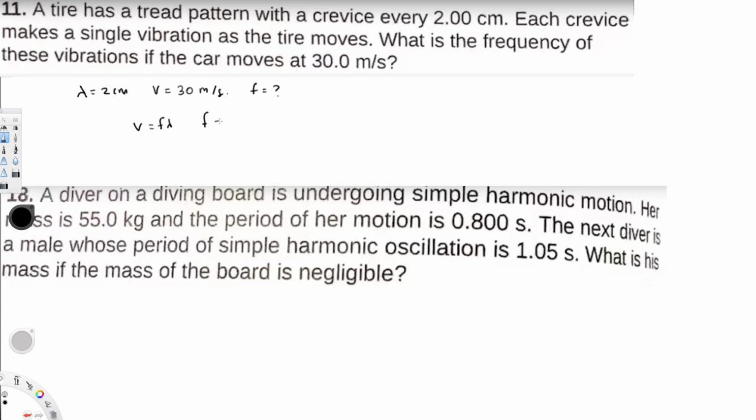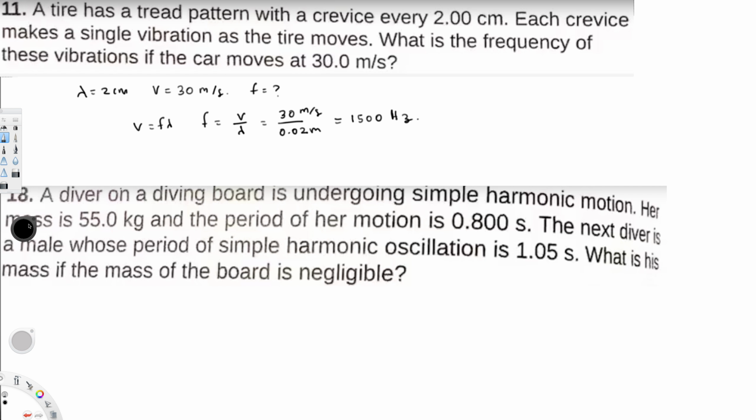So f is going to be equal to v over lambda, and all we have to do is simply divide these two. So this is going to be 30 over, this is 2 centimeter. I have to convert it to meters. That's going to be 0.02 meter. So 30 meter per second divided by 0.02 meter, that gives us 1500 hertz, and this is the frequency.